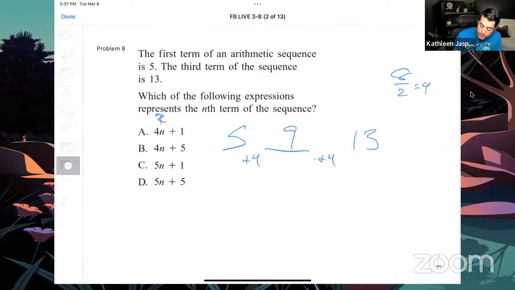And then what if I did 3? 4 times 3 is 12. 12 plus 1 is 13. So we got lucky on the first shot. A is the correct answer.